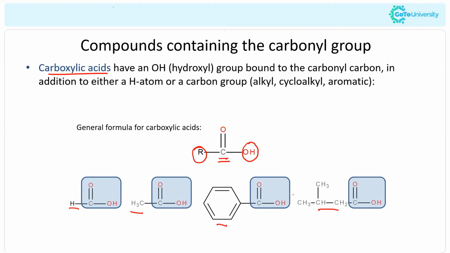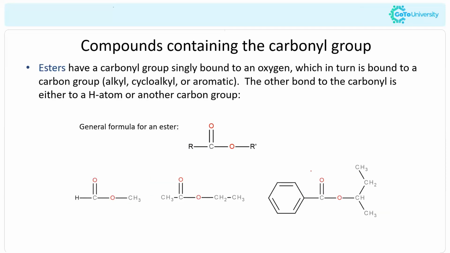So this is the functional group in carboxylic acids, including the carbonyl group. Now we will move to the esters. Esters are produced when acids react with alcohols. When acids react with alcohols, we get the esters.